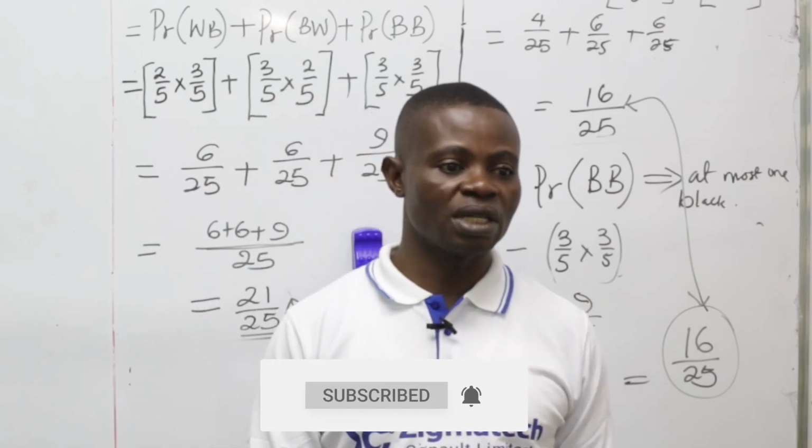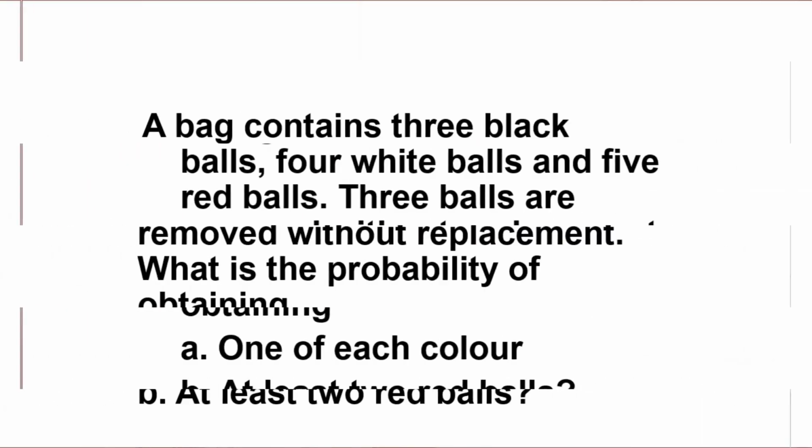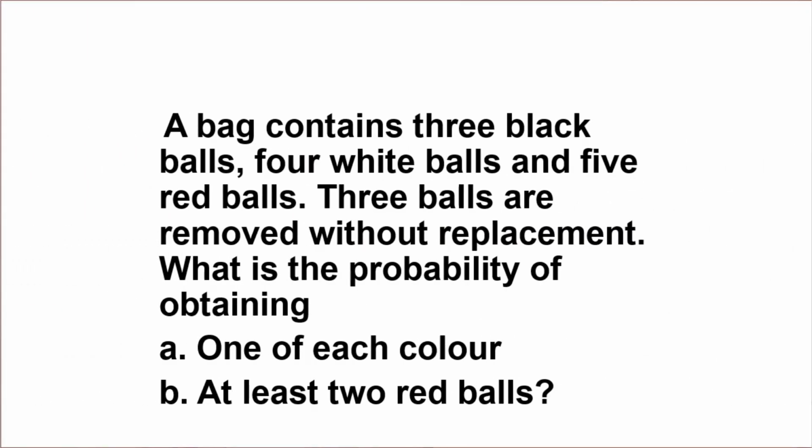Let's look at the one that will have 3 questions in it. So a bag contains 3 black balls, 4 white balls, and 5 red balls. 3 balls are removed without replacement. What is the probability of obtaining 1 of each color? This one is without replacement. It's no longer with replacement. We solved with replacement. Now we're not talking about with replacement. So for this without replacement, care needs to be taken, and we'll have three things here.